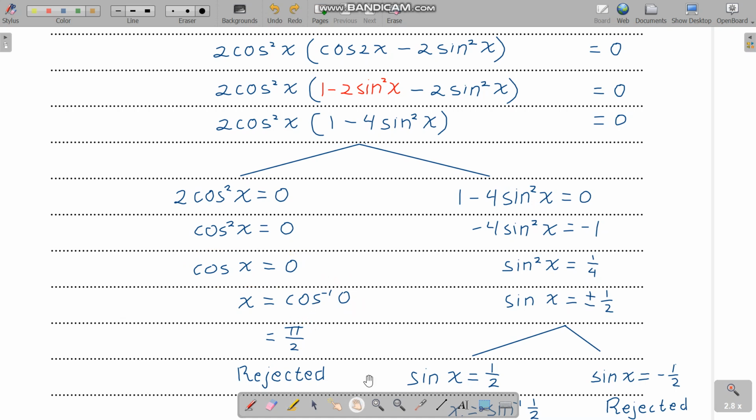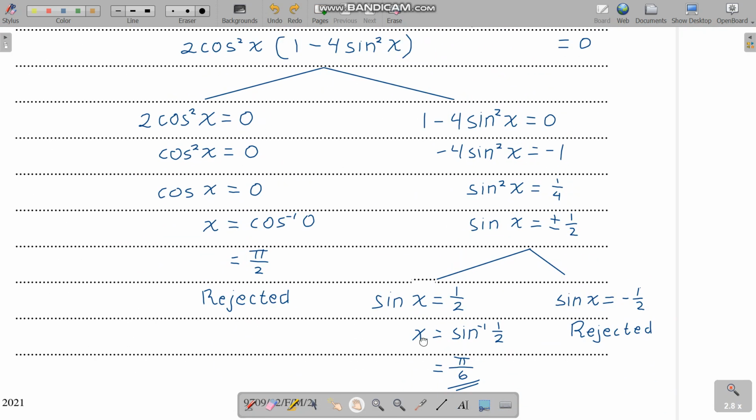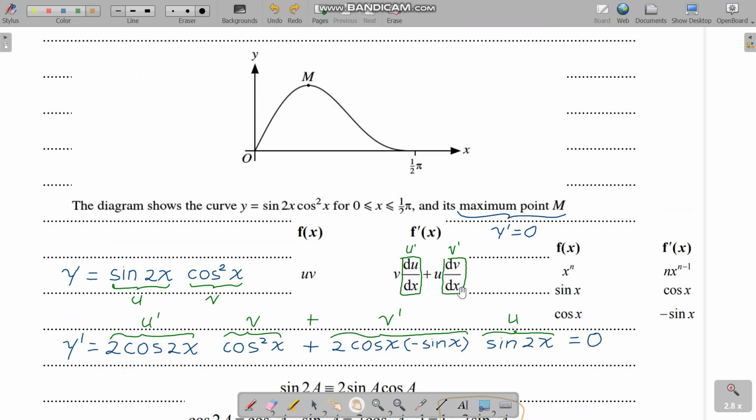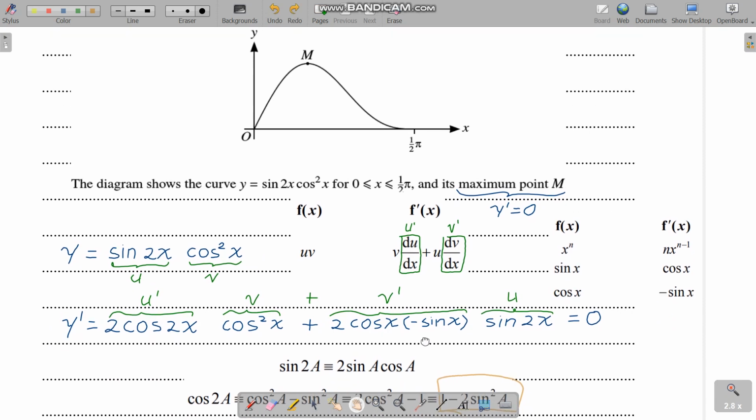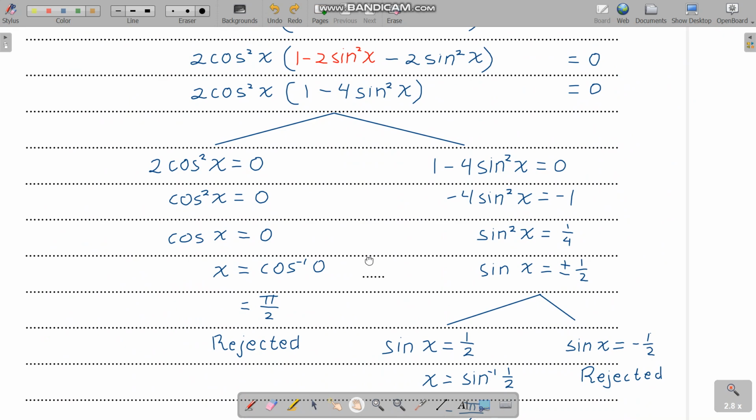Okay, so this is rejected because obviously the x is not pi over 2. This is pi over 2, so the M is somewhere around here, it is not pi over 2, so based on the graph we cannot use x equals pi over 2.